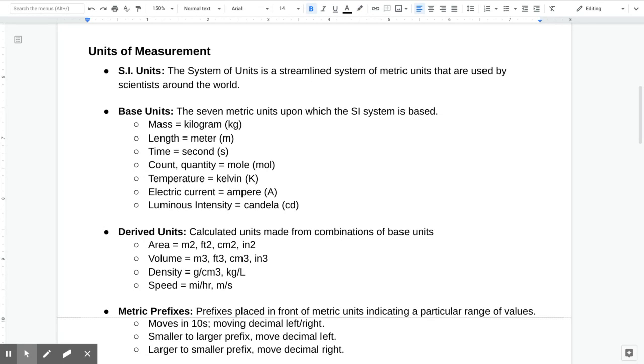And so in the SI units, we have these things called base units. And base units are more or less the units we use for a particular kind of measurement. And there are seven metric units. So we measure things by their mass, their length, time, their count, their quantity, temperature, electric current, and luminous intensity. Okay. And these are the base units, the base kinds of measurements that we use.